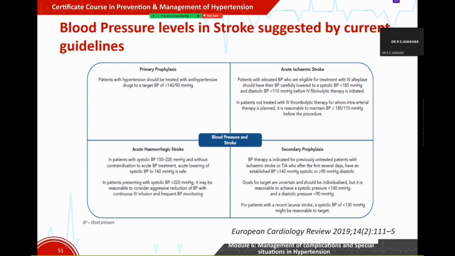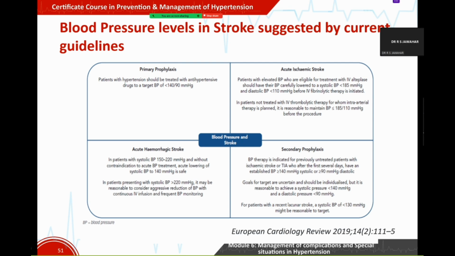In patients not treated with IV thrombolytic therapy, for whom intra-arterial therapy is planned, it is reasonable to maintain the BP less than 185/110 before the procedure. So that is acute ischemic stroke. Now the antiplatelet thrombolytic therapy is also available. Now we have the interventional neurologists or interventional radiologists. These two people are responsible for this IV fibrinolytic therapy.